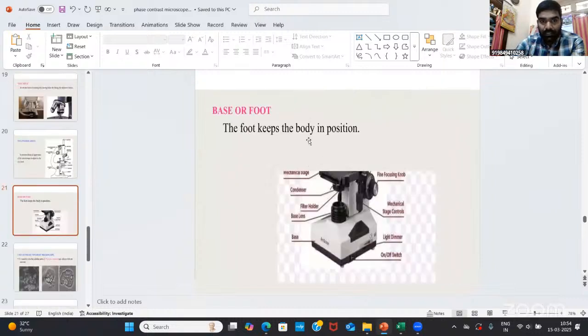Base or foot. The foot keeps the body in position.